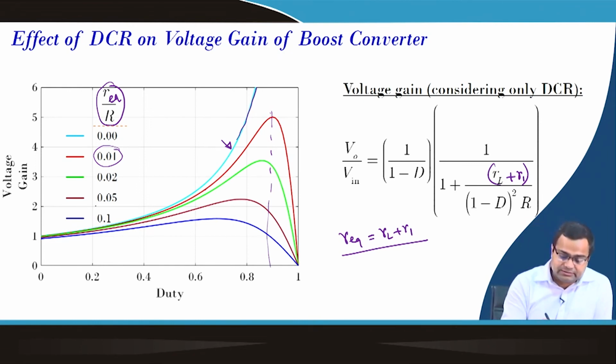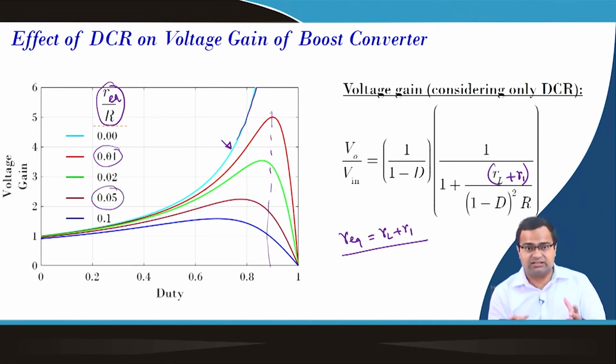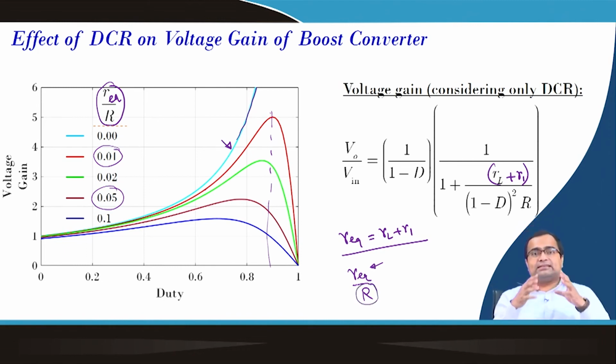this resistance ratio becomes larger and larger, and this is true when the R equivalent by R ratio increases, for a fixed value of R equivalent, if the load resistance decreases. That means as the load current increases, the load resistance decreases, the ratio increases, and then your voltage gain falls. Similarly, for the same load current, if this equivalent resistance increases, then also the voltage gain falls.